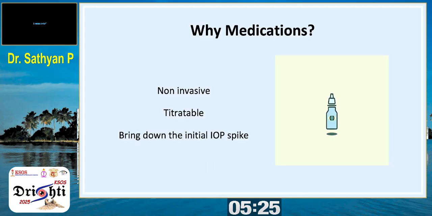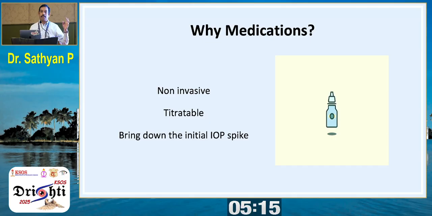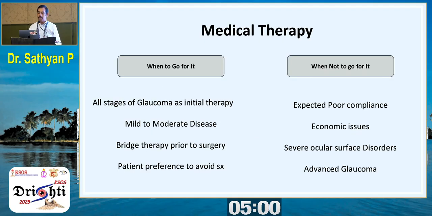Looking at the medications, they are always our first choice in our practice. Once you diagnose the patient as primary open angle glaucoma, you have the choice of both medical as well as SLT as the first choice itself. Medication is definitely non-invasive. It is titratable, and it brings down the IOP to whatever levels we are expecting. It works in all stages of glaucoma and any type of glaucoma. That is the reason why we all start with the medications.